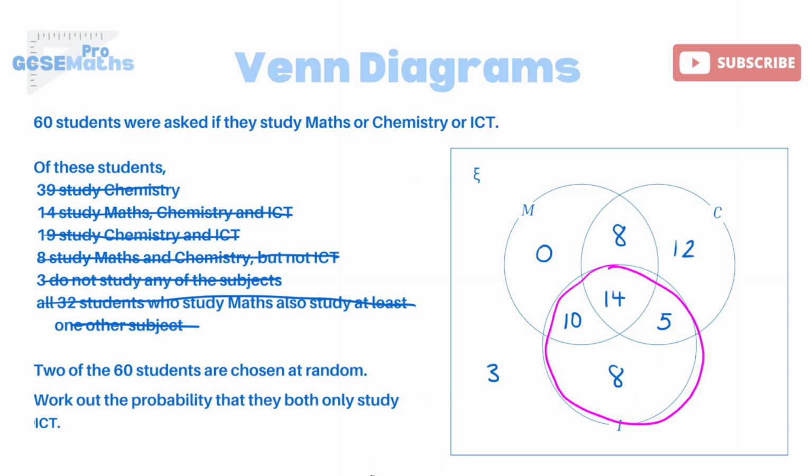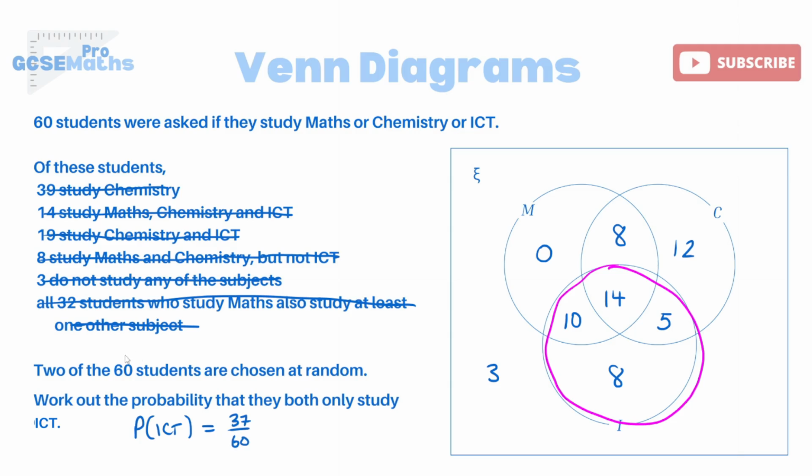I'm going to first work out the probability of my first student. So what's the probability that if I've got all 60 students just stood in front of me, the person that I pick does study ICT? Well, how many actually studied ICT, first of all? If I add this up, I get 37. So the probability of choosing ICT is 37 out of 60.